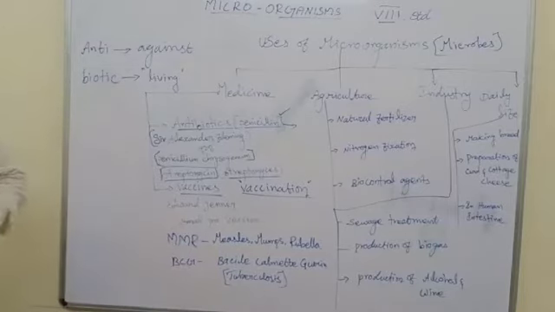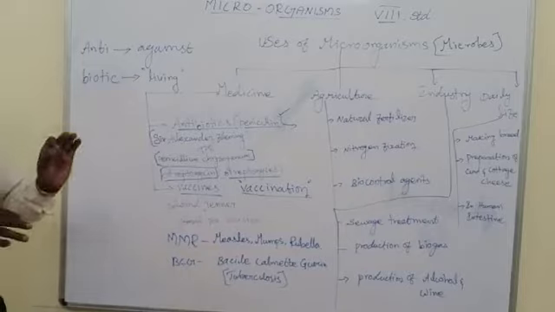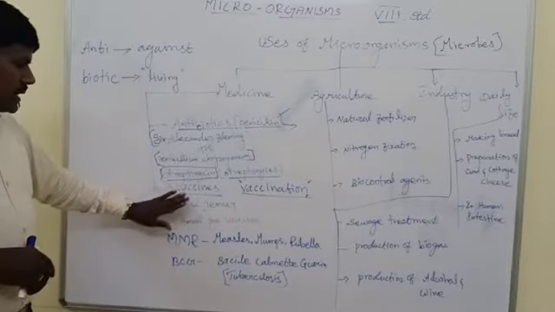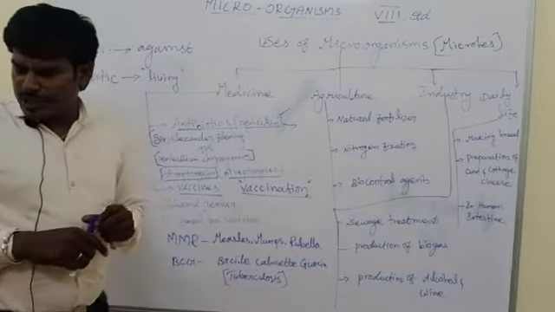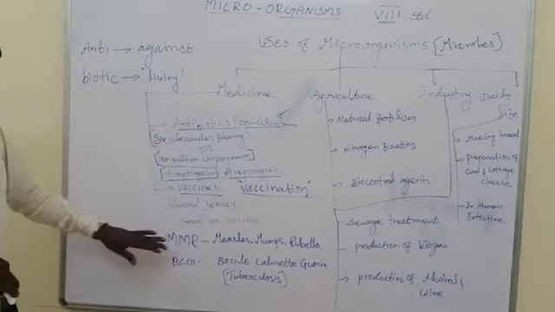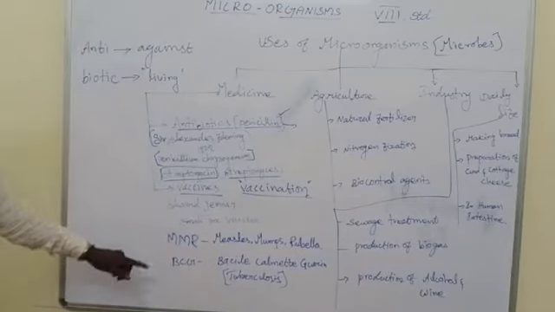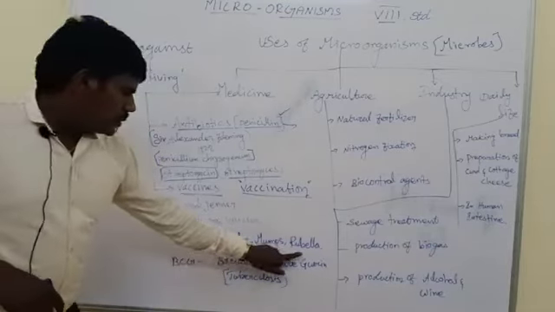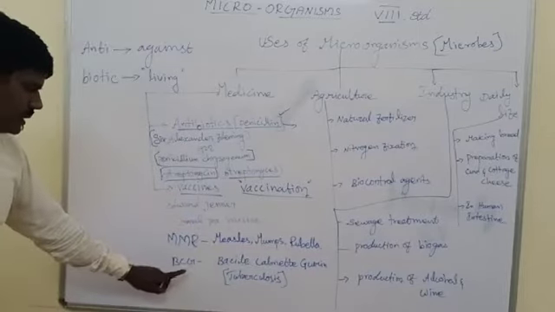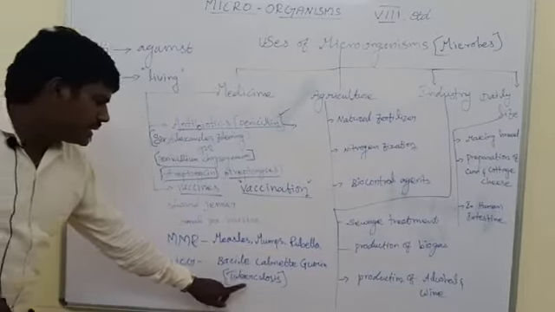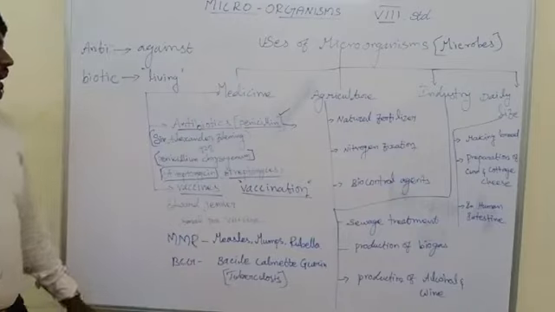Therefore, vaccination is otherwise called immunization. And then MMR. What is the full form of MMR? Measles, mumps, rubella. And BCG is the vaccine utilized against tuberculosis.